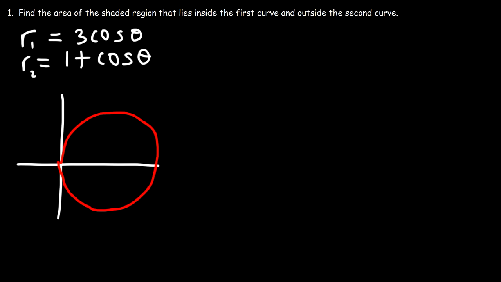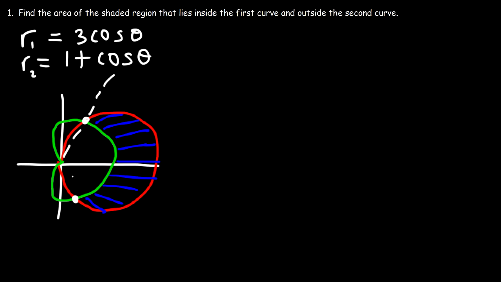Now the second one looks something like this. I'm going to draw it in green. So we want to find the area of the shaded region that lies inside the first curve, but not inside the second curve, outside of the second curve. So it's going to be between the two curves in this region. Just like before, we need to find the points of intersection. So how can we find that point and this one as well?